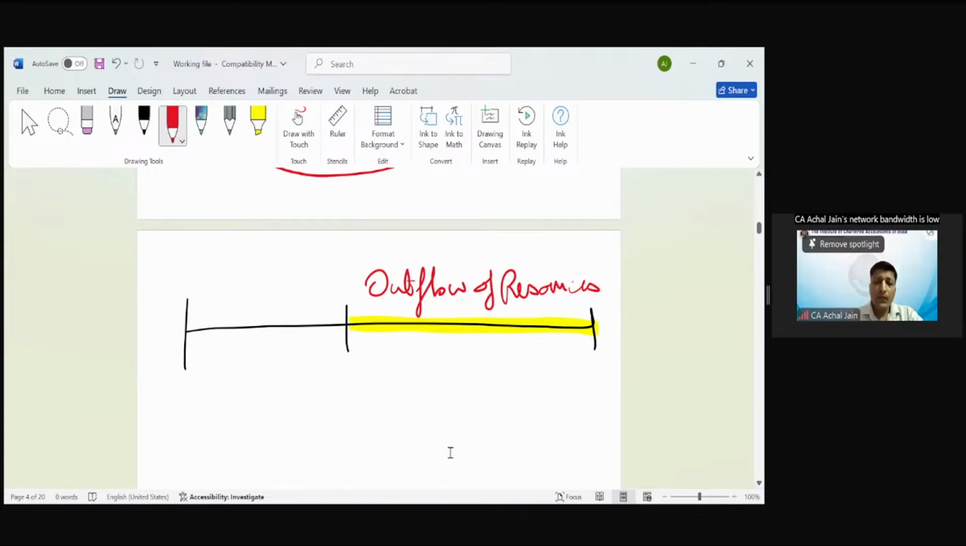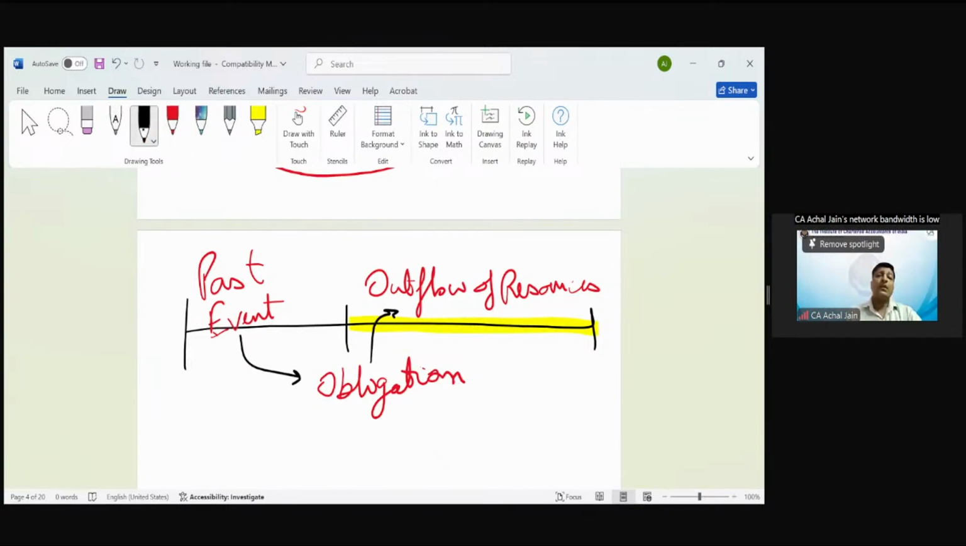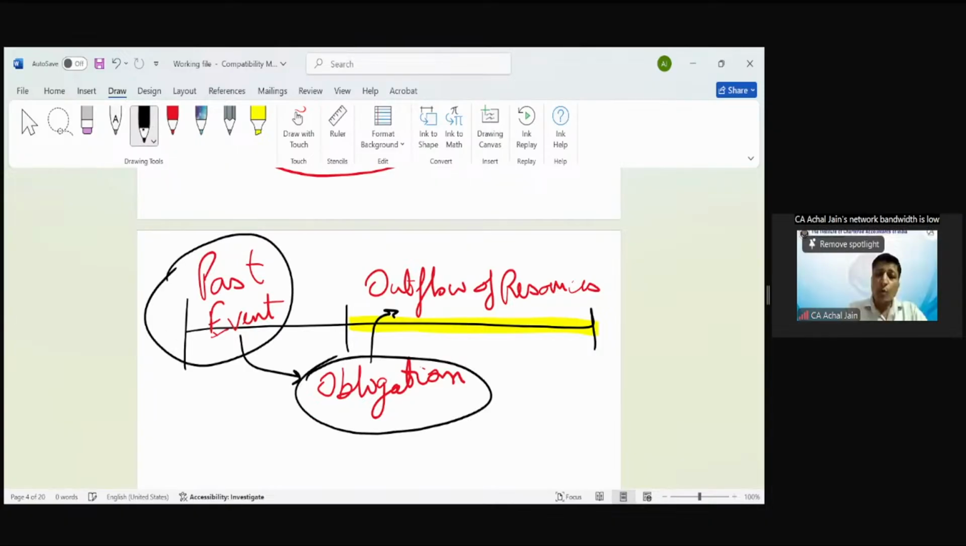So today, what do we need? We need this past event, which will result in an obligation. And this obligation will require an outflow. So you can say it's a flow, or you can say these are the features. Only when you have all of these features do you have a liability or a provision. So that is one of the aspects you need to consider.